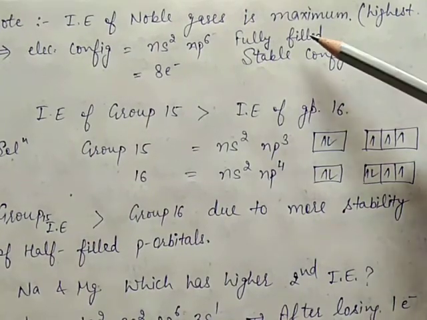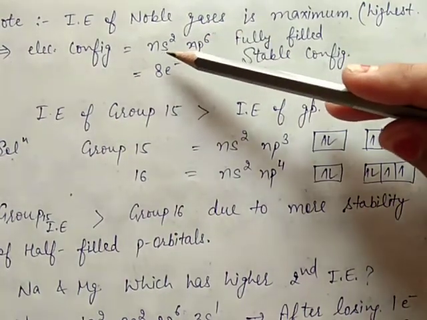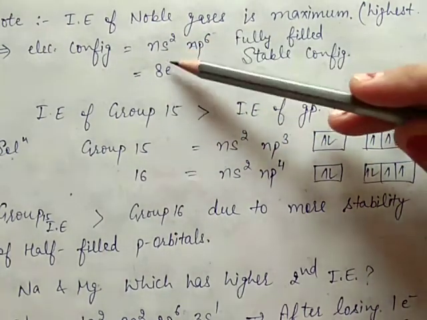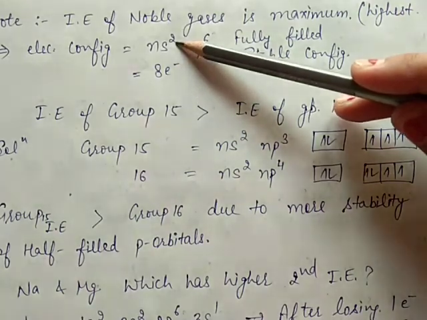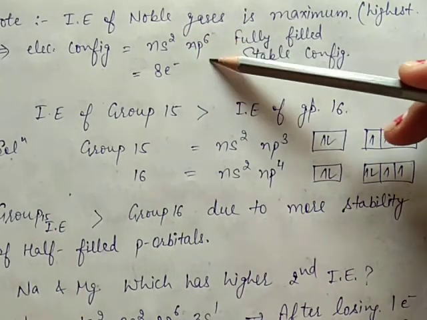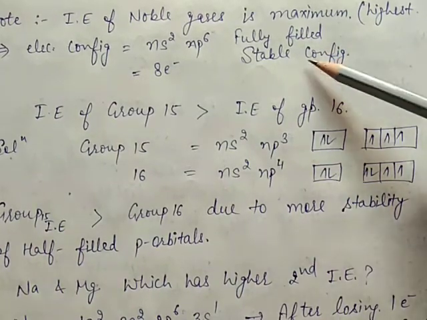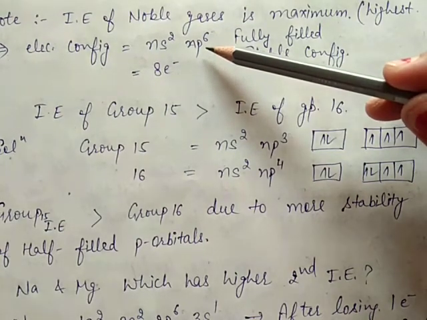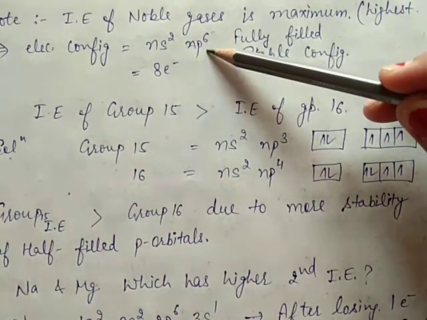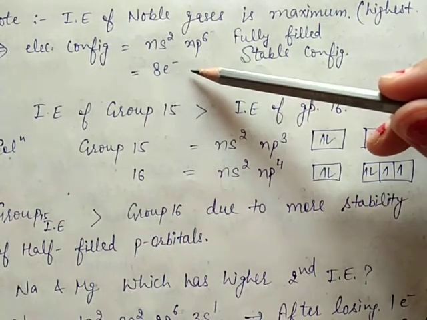Ionization enthalpy of noble gases is the highest because the electronic configuration is ns2np6, meaning a total of 8 electrons are present, so the octet is complete. The s orbital is fully filled and the p orbital is also fully filled. Due to this fully filled configuration, it becomes stable. So high energy is required to remove electrons from this fully filled configuration. So its ionization enthalpy is maximum.